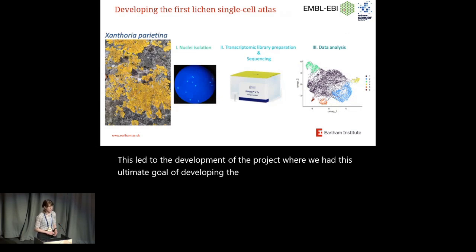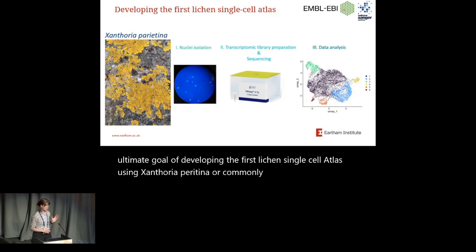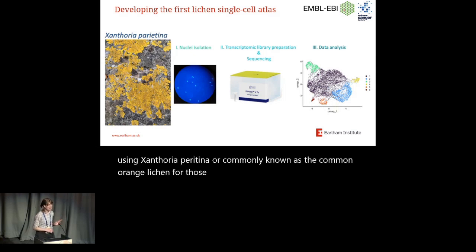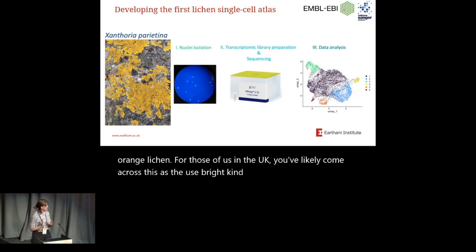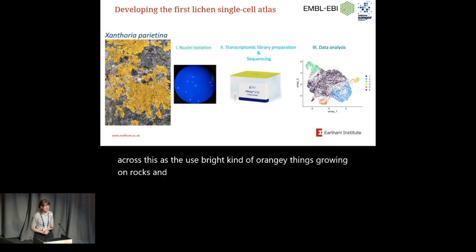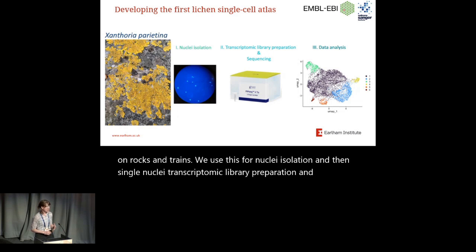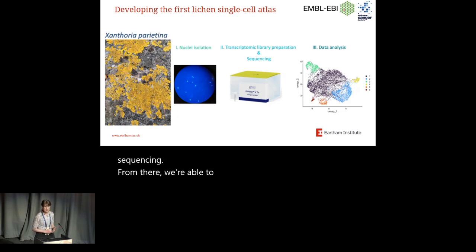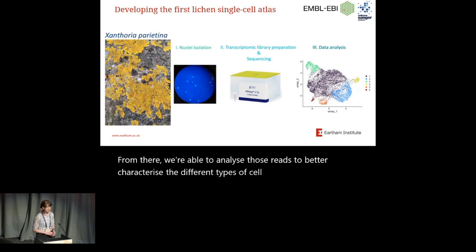This led to the development of the project, where we had the ultimate goal of developing the first lichen single-cell atlas, using Xanthoria parietina, commonly known as the common orange lichen. For those of us in the UK, you've likely come across these bright orangey things growing on rocks and trees. We use this for nuclei isolation and then single-nuclei transcriptomic library preparation and sequencing. From there, we're able to analyze those reads to better characterize the different cell states and functions found in those individual symbionts.